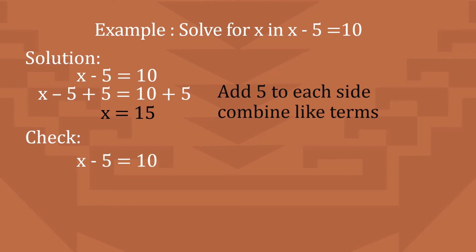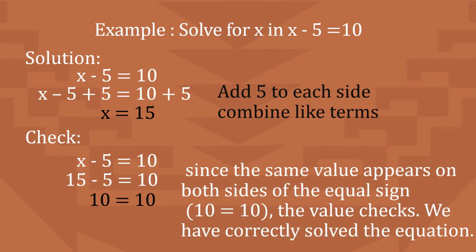x minus 5 equals 10. Substitute the value of x, it will become 15 minus 5 equals 10. 15 minus 5 equals 10. 10 equals 10. Since the same value appears on both sides of the equal sign, 10 equals 10, the value checks. We have correctly solved the equation.